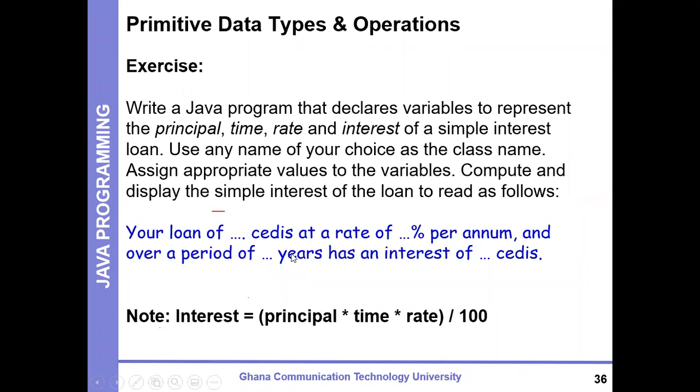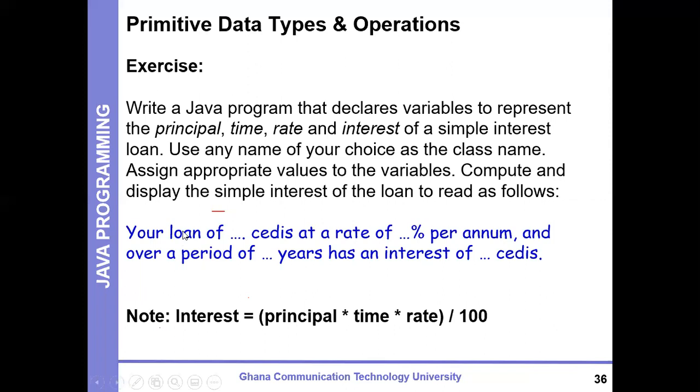So it's like somebody has gone to borrow money. You're going to borrow 100 cedis, that's the principal. And what is the rate of interest? It's normally 10%, 20%, or so on. Then over maybe 3 years, and then you can calculate the interest. And then you print it out.